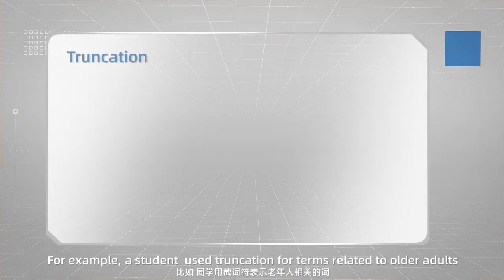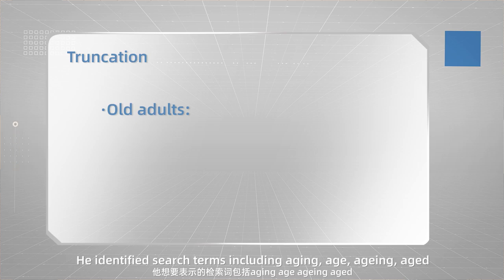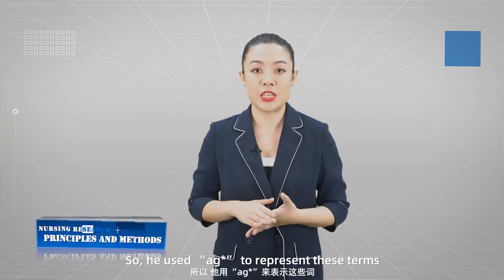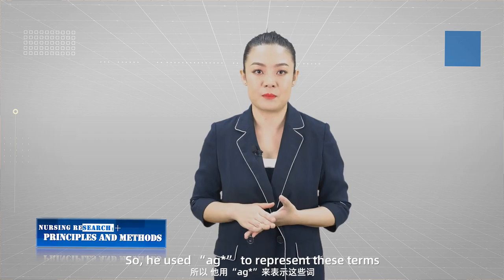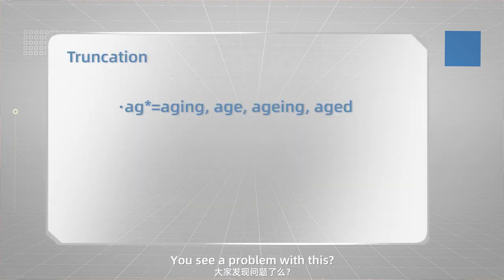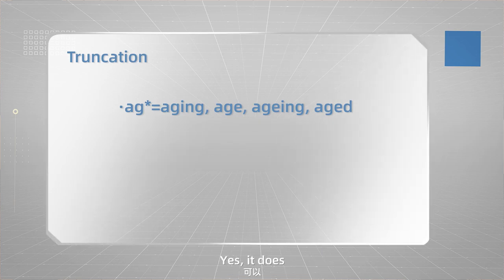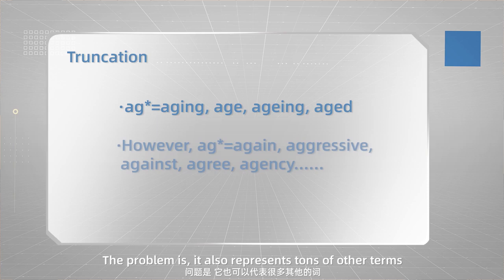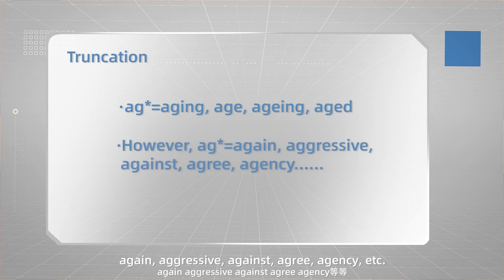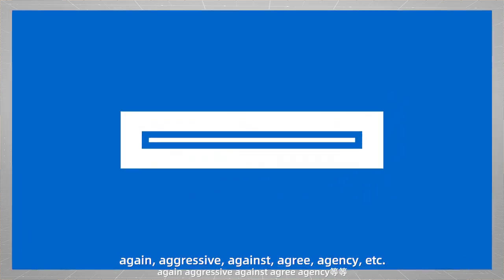For example, a student used truncation for terms related to older adults. He identified such terms including aging, age, aging, aged, so he used AG star to represent these terms. You see a problem with this? Does this AG star represent these terms? Yes, it does. The problem is it also represents tons of other terms. Again, aggressive, against, agree, agency, etc.